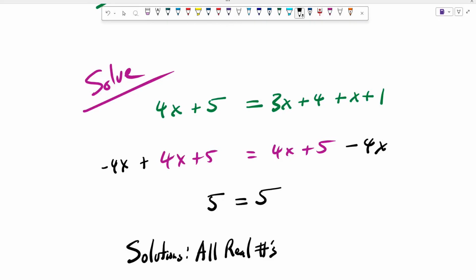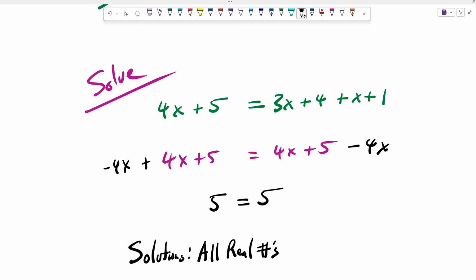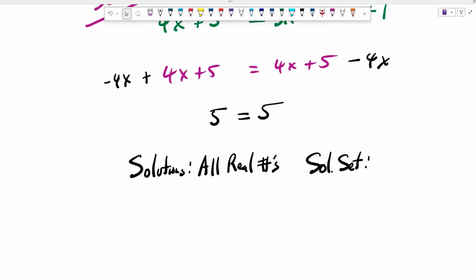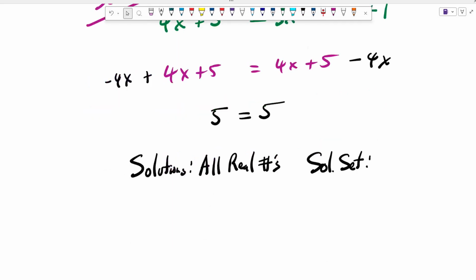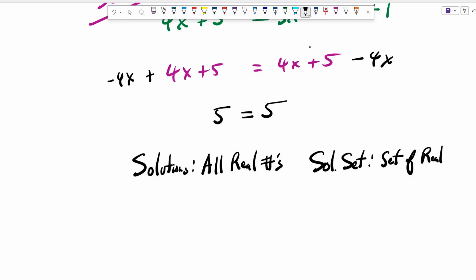And what is the biggest set of numbers we know? All real numbers. Okay. Why is every real number a solution? Because when you plug it in for the variable, it makes the equation true. Okay. What is the solution set? The solution set is the set of real numbers.